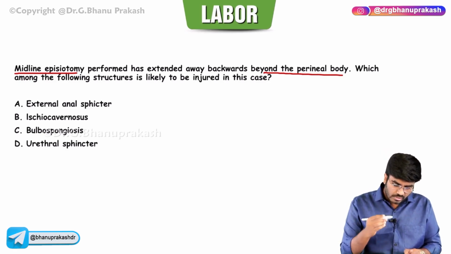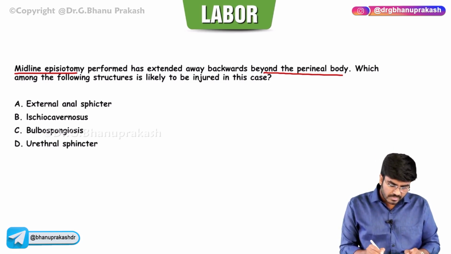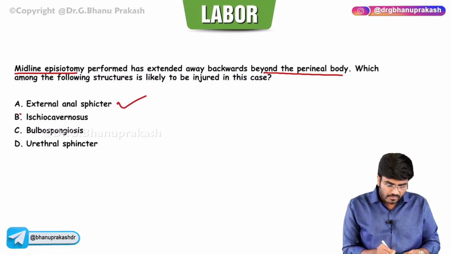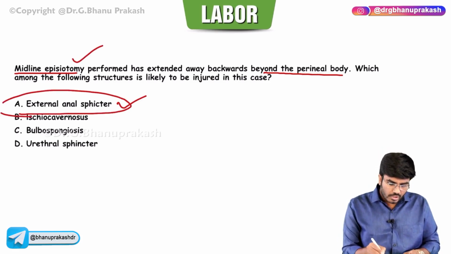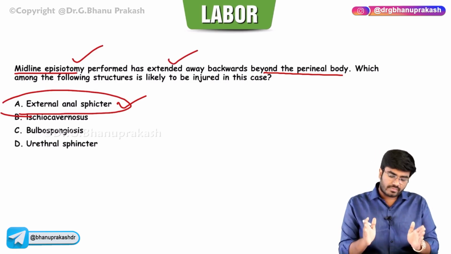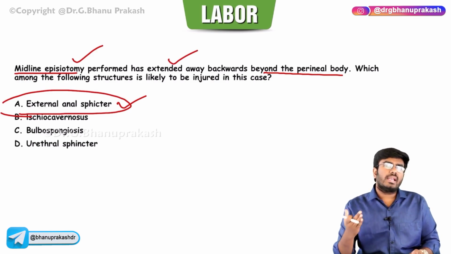So here, without even checking the other options, you can simply say that the external anal sphincter will be affected if the episiotomy was extended. If the episiotomy has extended, definitely the anal sphincters will be affected. First the external anal sphincter will be affected, followed by the internal anal sphincter.